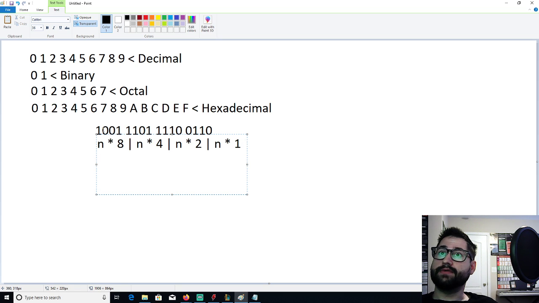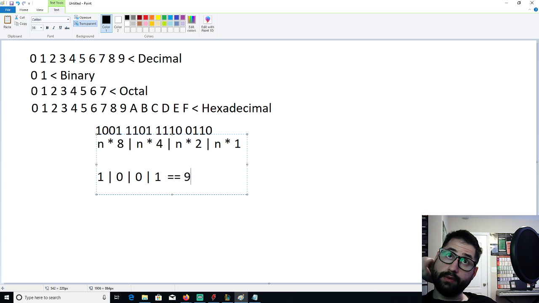So this first number right here, 1001, if we want to convert it, we put a 1 here, then a 0 in a column, a 0 in a column, and a 1. And we add that up, and we know that that equals 9. Double equal, sorry, that's a programming thing. We're not trying to set a value, we're trying to compare a value. So 1001 equals 9 in decimal, correct? Yes.